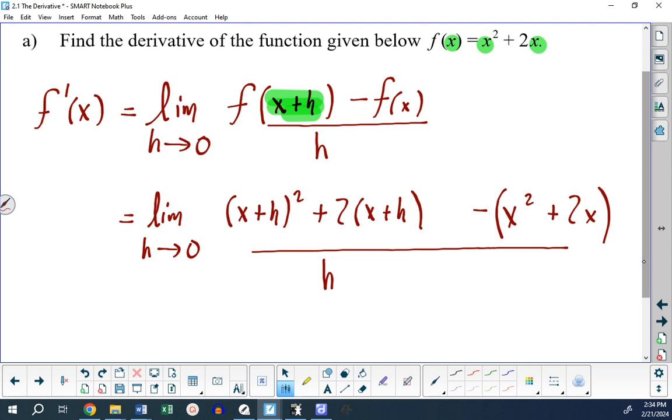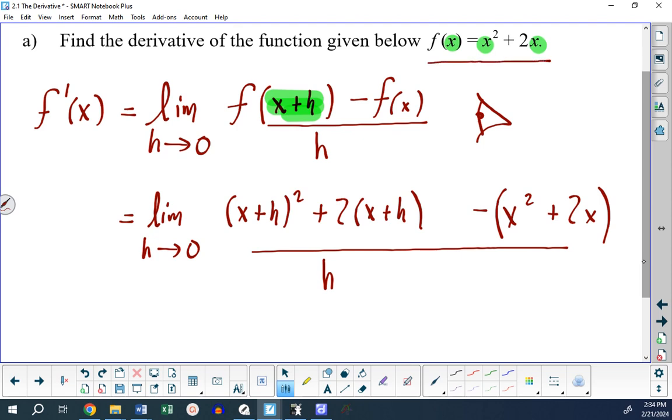I mean, I hope it's clear that when you put h equals 0 in, you're going to get 0 over 0. Even looking here, with your eyeball, if you put 0 in for h, the top becomes f of x minus f of x. The bottom is h. You're going to get 0 over 0 when you put h equals 0 in.